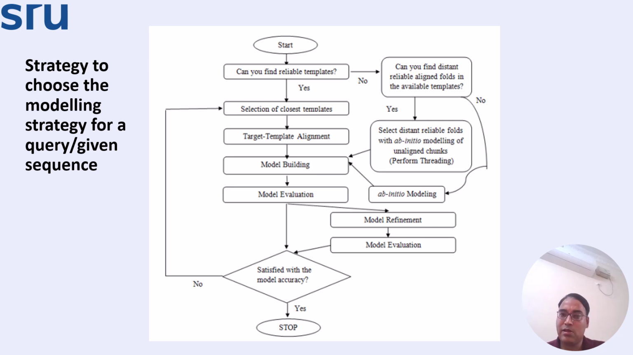This part. But if you cannot find reliable templates, no templates at all, can you find reliable aligned folds in the available templates? Means the well conserved domains or the folds. If you say yes, mostly it will be yes only, for the sequences, because they're made up of domains. So then you take up these domains, perform threading. Then again come up here: model building, model evaluation. Okay, like that.